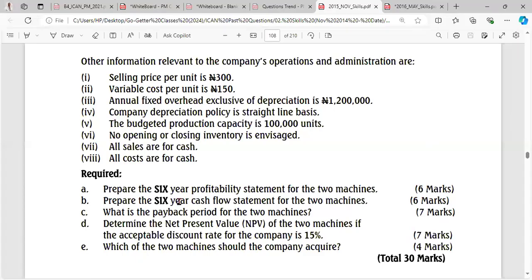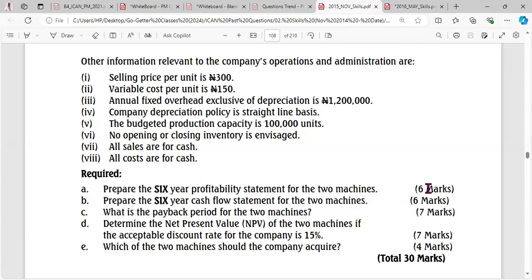Of course, they didn't tell you to pay tax. Tax is not here. So the difference between cash flow statement and profitability statement, in this question, is depreciation. It is used in profitability statement because you must remove depreciation to get your profit. But in cash flow statement, you are adding back the depreciation because it doesn't involve the movement of cash.